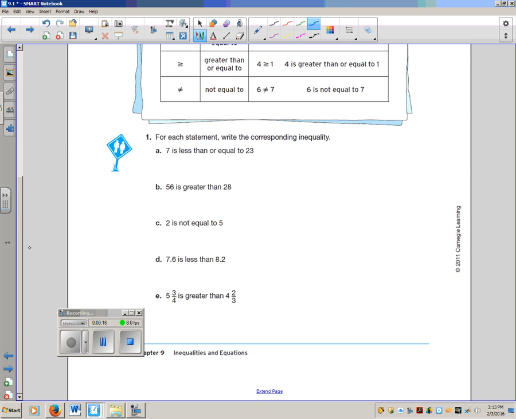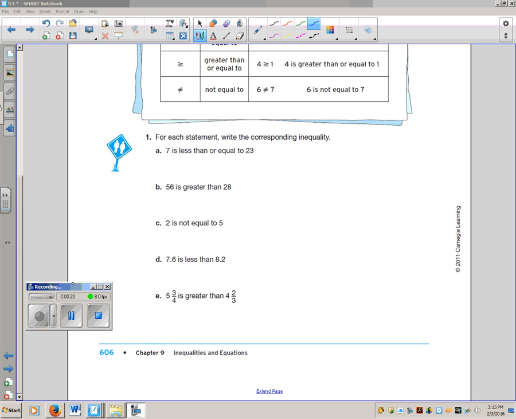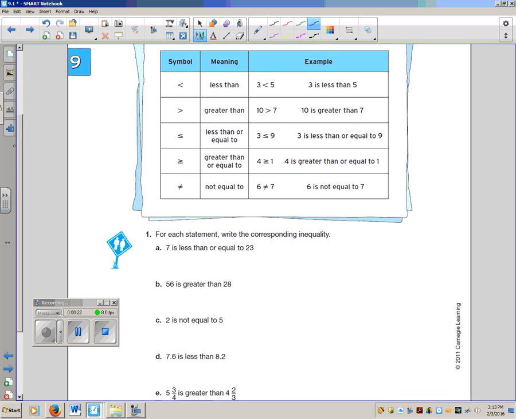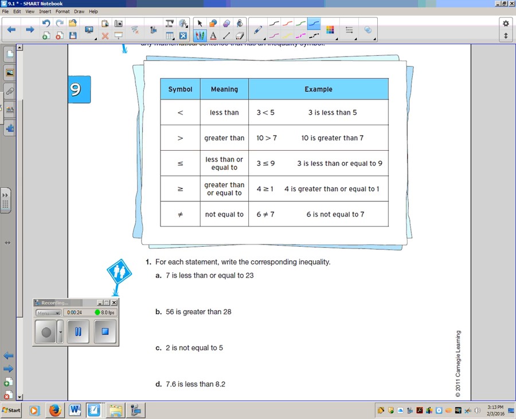On page 606, there is a chart. You should recognize these symbols. We have less than, greater than. The third one is less than or equal to. There is a line underneath the symbol right there. Next we have greater than or equal to. And this last one just means not equal to.